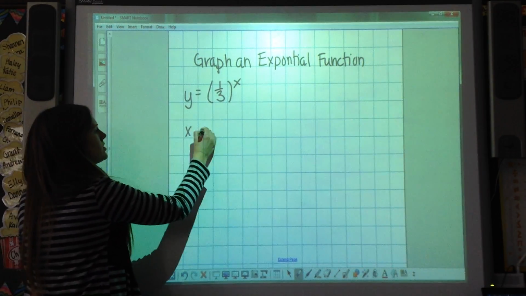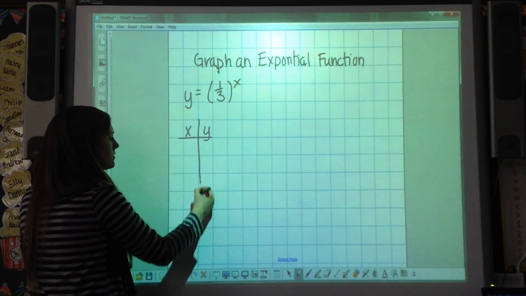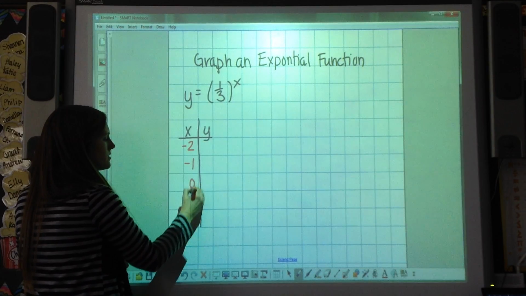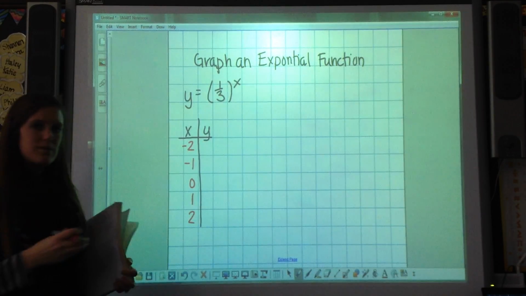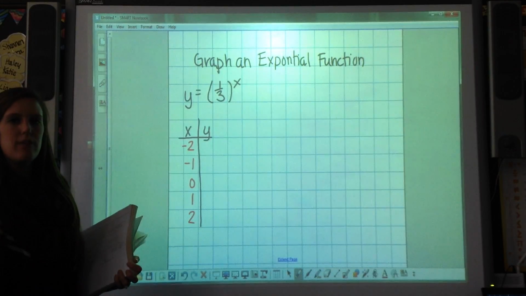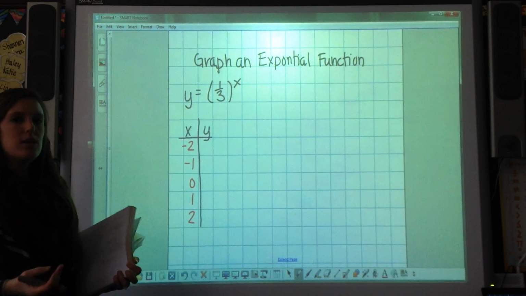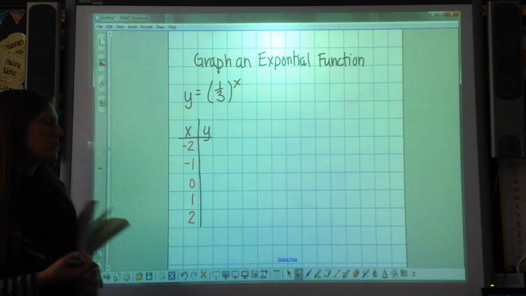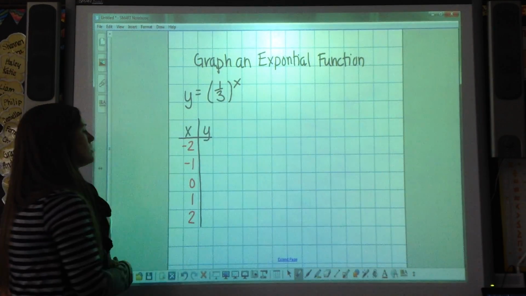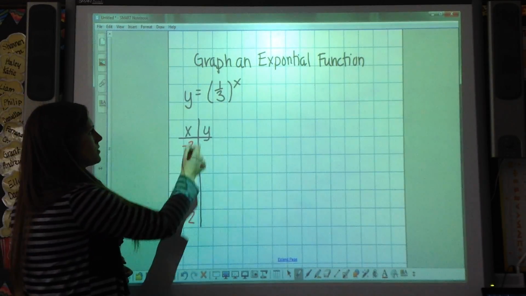I still want you to use 5 values, and I still suggest you use -2, -1, 0, 1, and 2 because those are the lowest values. If you choose any values higher than that, 3, 4, 5, -3, -4, -5, you're going to get really big numbers and have a huge graph. I'm going to plug these values into this equation. I'm going to start easy. I'm going to start with 0.